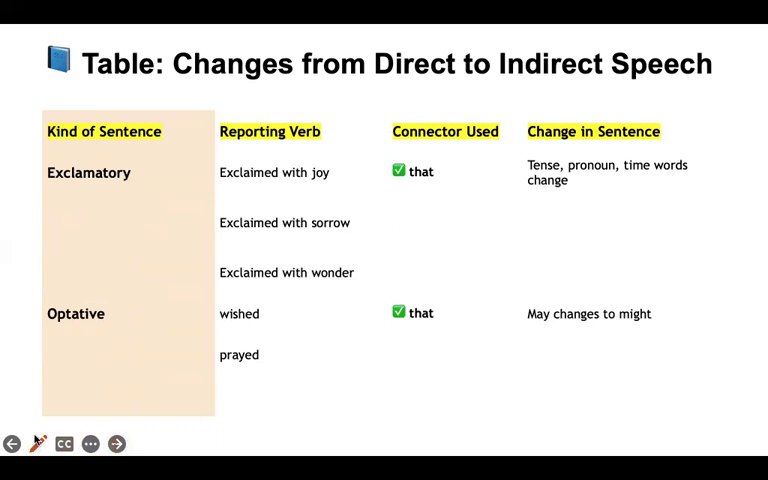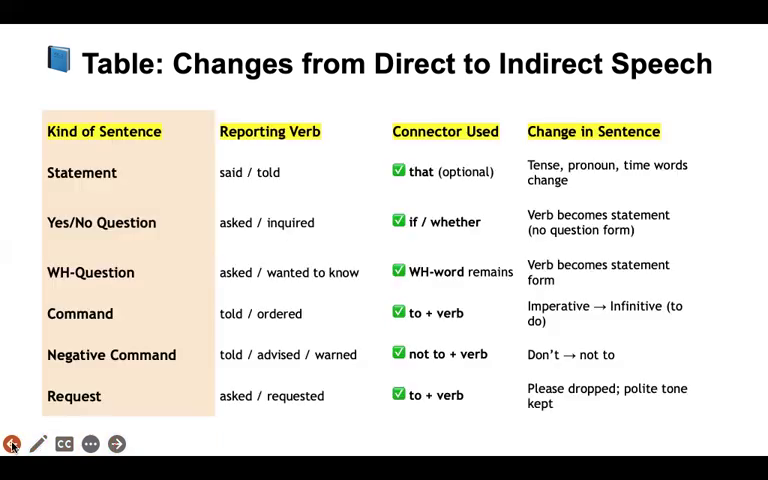Okay, so have you noticed that in the previous one, that is only used in the statement, not in the questions, neither. Yeah, these are questions. Yes, no question, WH question. And these are the imperatives.